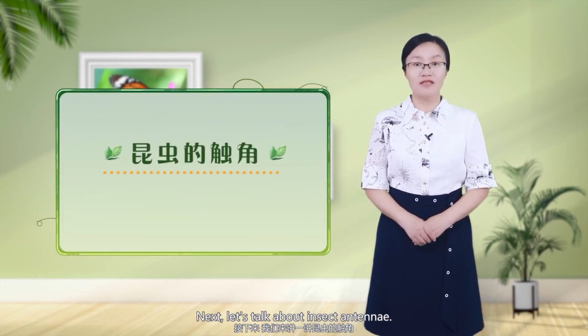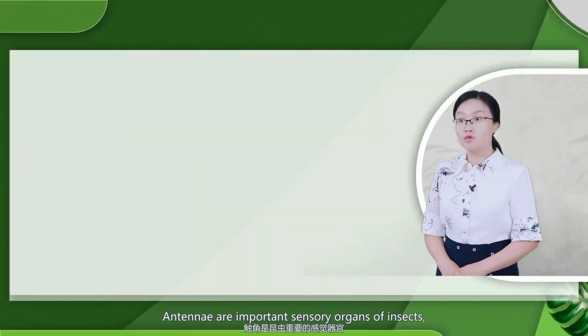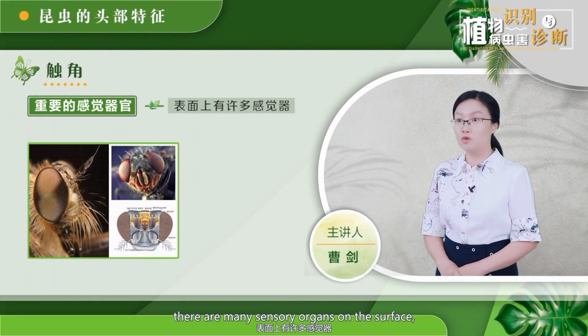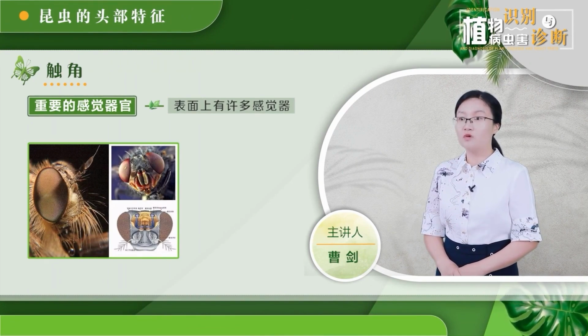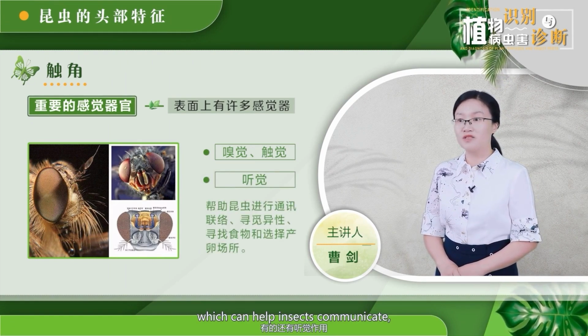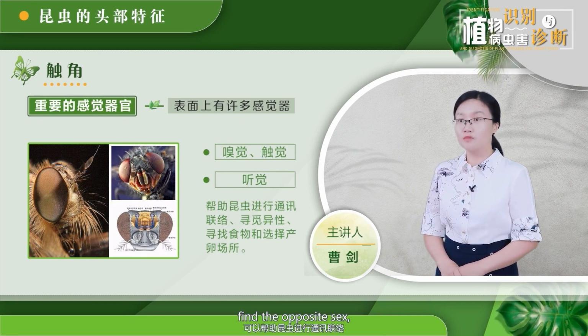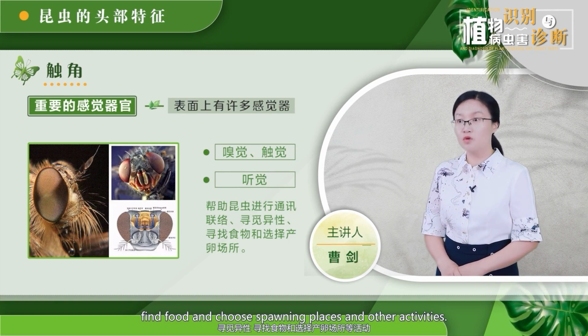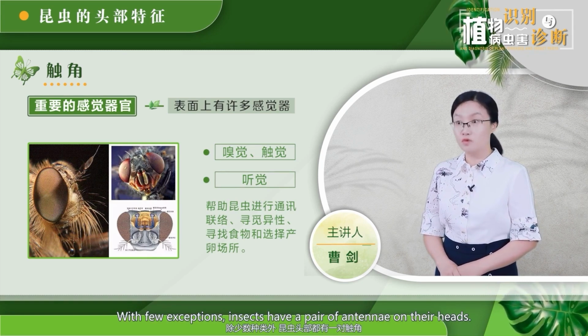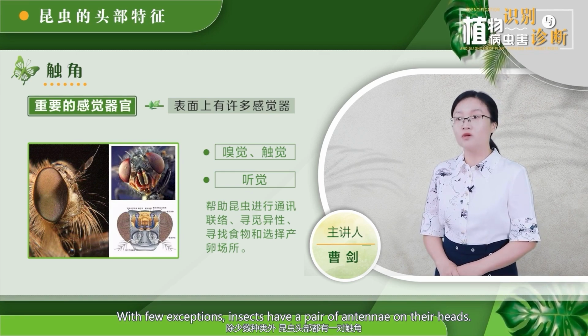Next, let's talk about insect antennae. Antennae are important sensory organs of insects. There are many sensory organs on the surface, mainly for smell and touch, and some have auditory effects, which can help insects communicate, find the opposite sex, find food, and choose spawning places and other activities. With few exceptions, insects have a pair of antennae on their heads.